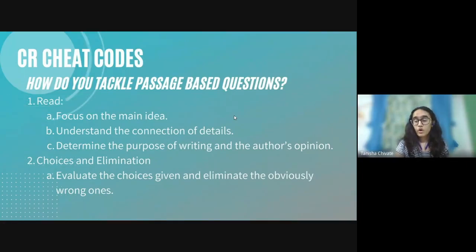Determine the purpose of writing, the author's opinion. You need to know, like if the author writes about, again, NLUs, is the author pro NLUs? Is he against it? Does he have any reservations regarding the same? All of that. Elimination is key. Evaluate the choices given. Eliminate the obviously wrong ones. Believe me, that's the best way you can solve critical reasoning.